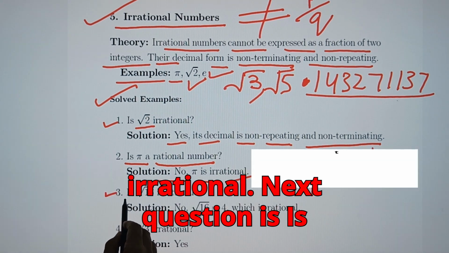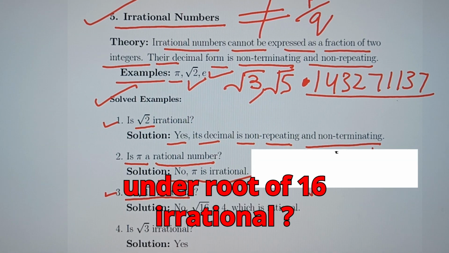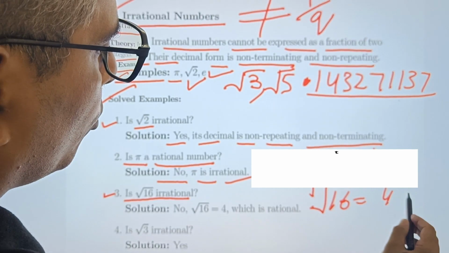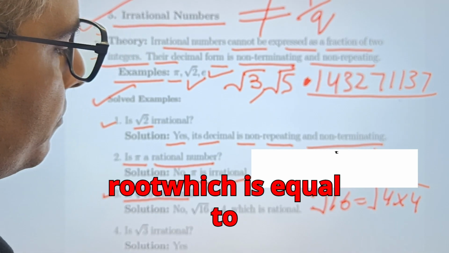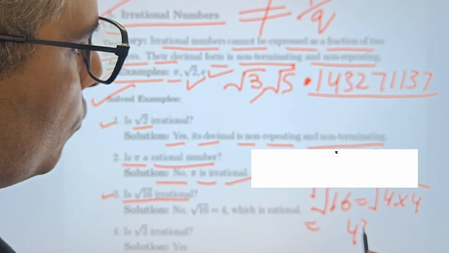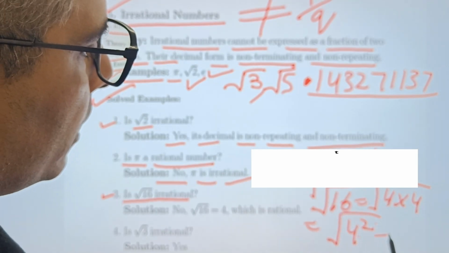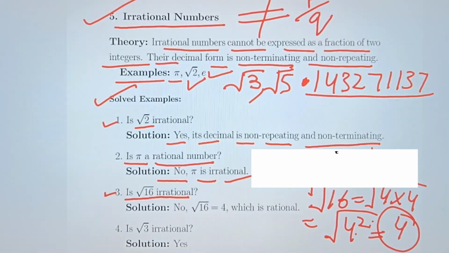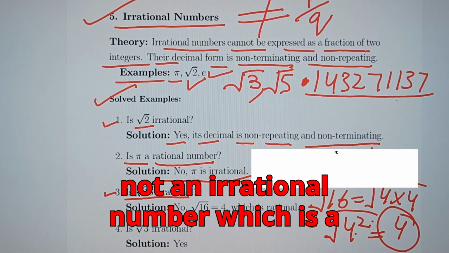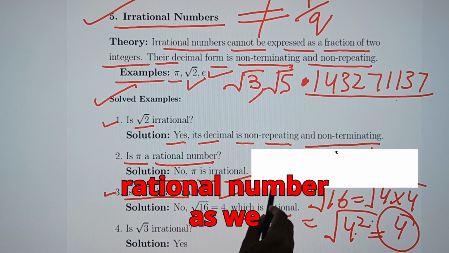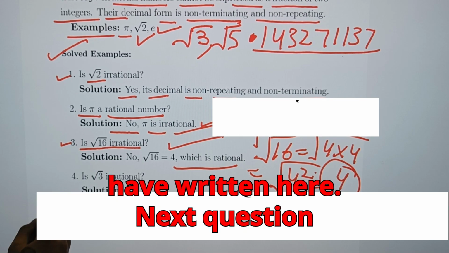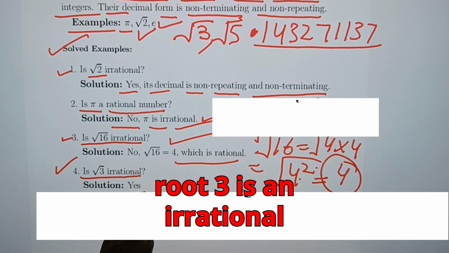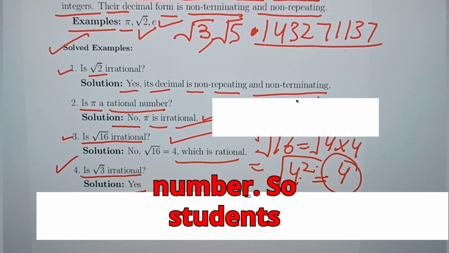Next question: is under root of 16 irrational? We can write under root of 16 as root of 4 into 4, which is equal to root over 4 square, and root over 4 square is equal to 4, which is not an irrational number, which is a rational number as we have written here. Next question: is root 3 an irrational number? Yes, under root 3 is an irrational number.